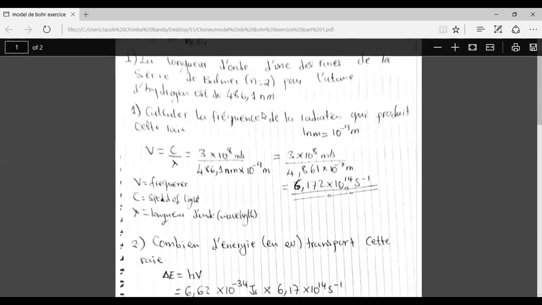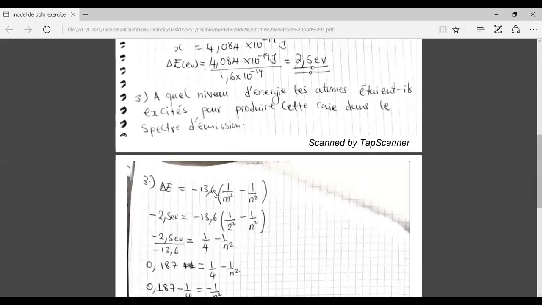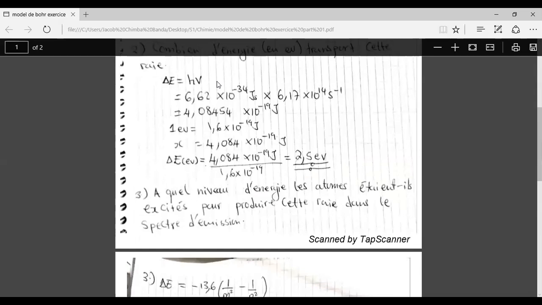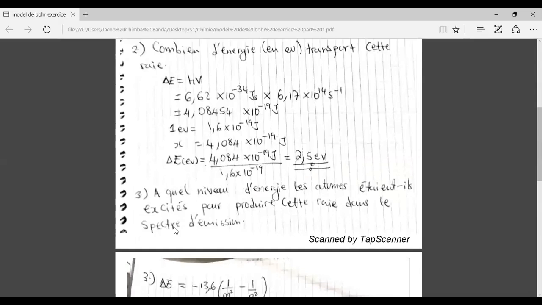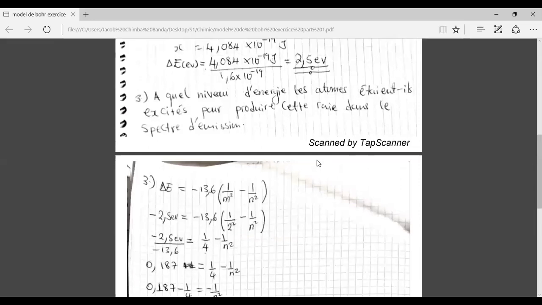Calculating this is very simple. We use our formula where energy is equal to negative 13.6 times 1 over m squared minus 1 over n squared. The formula of energy is equal to the energy on this side. If I use this formula to find the energy, I should find the same energy. So I know my energy already, which is 2.5 electron volts. The only thing I don't know is where it went after it was excited, and where it was coming from to reach its original position, which is n equal to 2.